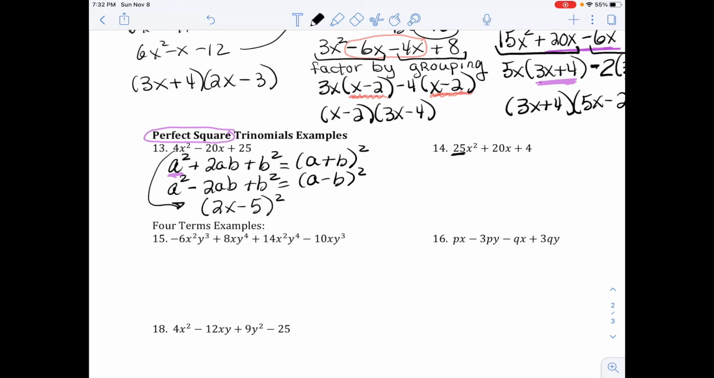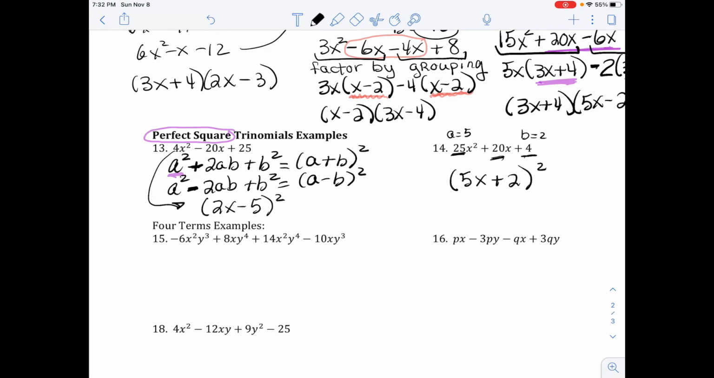All right, let's take a look at this one. 25 is a perfect square, 4 is a perfect square. If 25 is a squared, then a is 5. And if 4 is b squared, then b is 2. 2 times 5 is 10, times 2 is 20. It's a plus, so it's going to be 5x plus 2 squared. If it's a plus in the trinomial, it's a plus in the binomial. So go back to the pattern over here and pay attention to that.